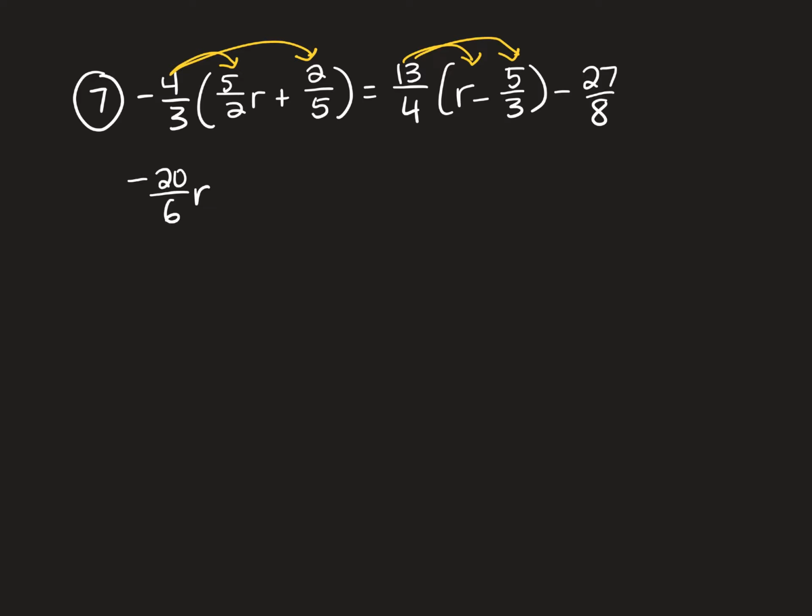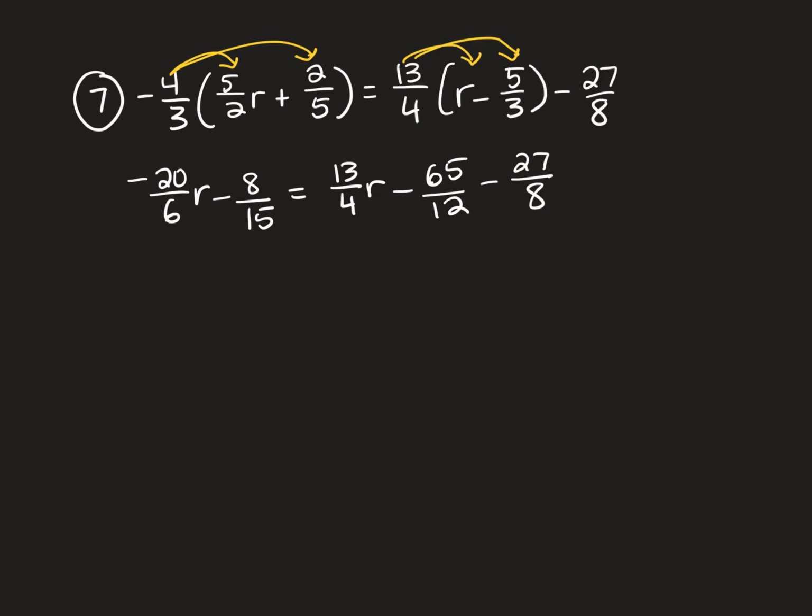So then we'd have minus 8 over 15 equals, so we'd have 13 over 4r. And then 13 times 5, that's 65 over 12 minus 27 over 8. So it doesn't look a whole lot better, but here's the thing. We would like to be able to get common denominators here.